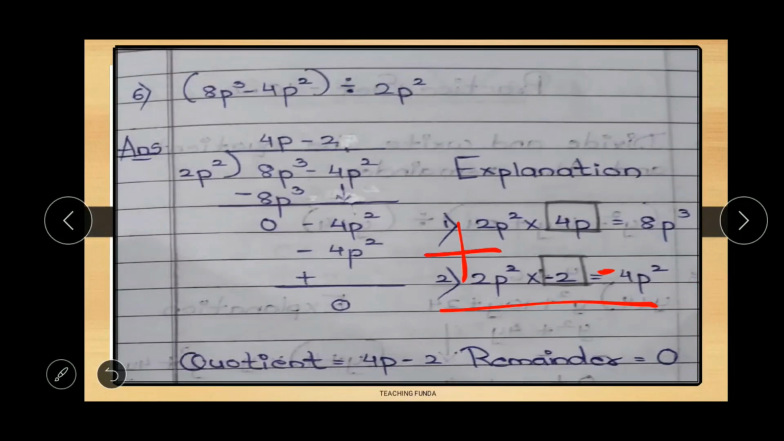So if we do plus minus here, then what will come? Minus will come. That's all we need over here. So minus 4p square divided by 2p square, we are getting the quotient as minus 2. Write over here as it is. Now here again look at this, minus minus plus. So here the remainder is what? 0. The quotient is what? 4p minus 2. The remainder is 0.